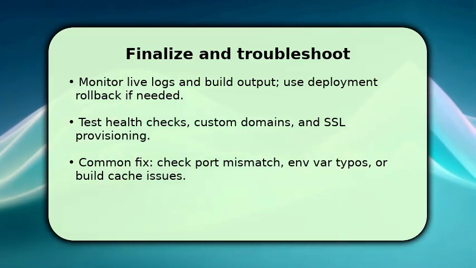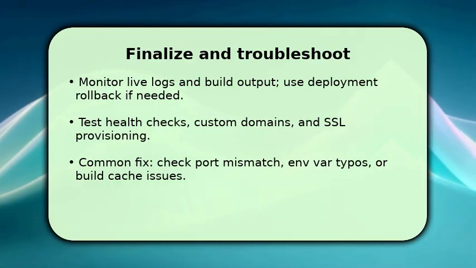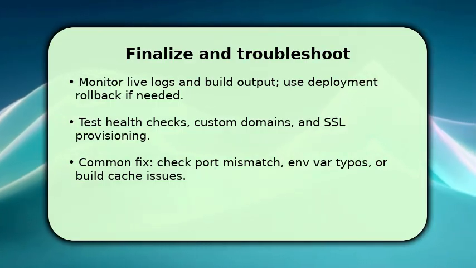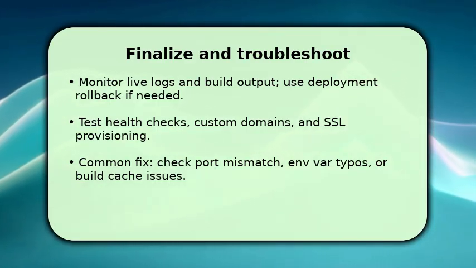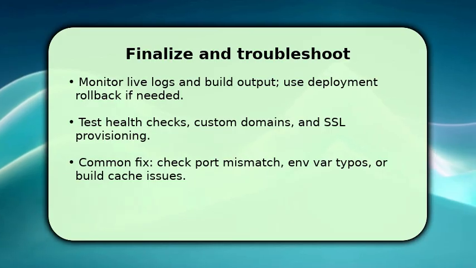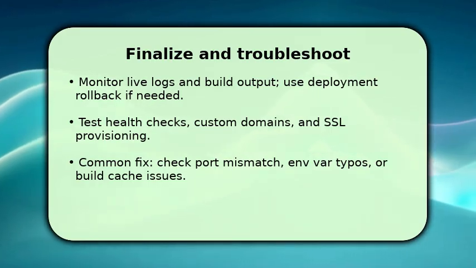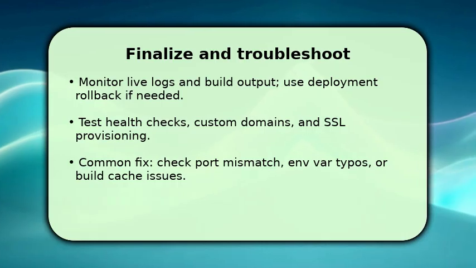If something breaks, roll back to a previous deploy, then inspect for common issues: port mismatches, misspelled environment variables, or cached artifacts from previous builds. If persistent, rebuild with cleared cache, or switch to a Dockerfile for deterministic behavior.